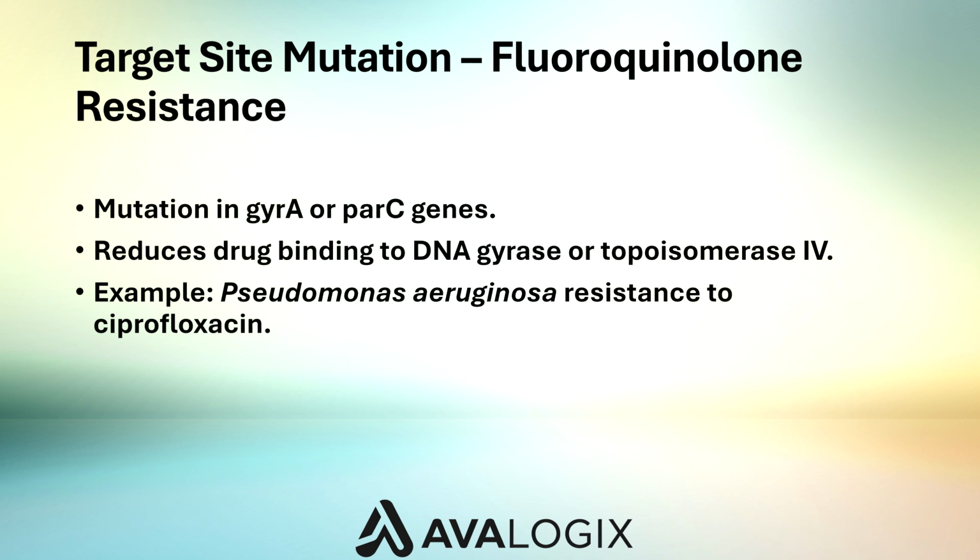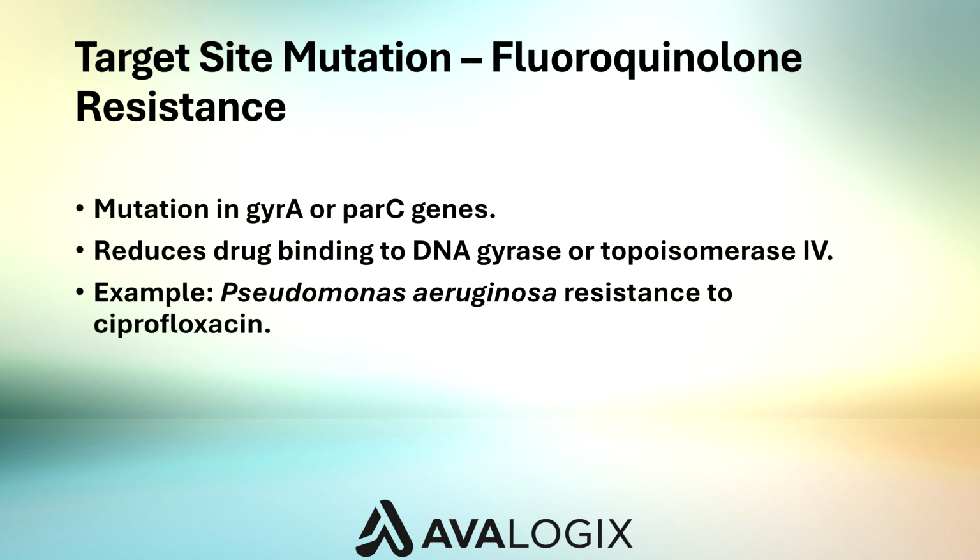Fluoroquinolones like ciprofloxacin and levofloxacin are broad-spectrum antibiotics that target DNA gyrase and topoisomerase IV, enzymes essential for bacterial DNA replication. Resistance arises primarily through point mutations in the genes encoding these enzymes, specifically gyrA and parC. These mutations alter the drug-binding site, reducing the antibiotic's ability to inhibit enzyme function. The result? The antibiotic still enters the cell, but can no longer stop DNA replication. The bacteria continue to grow and divide.